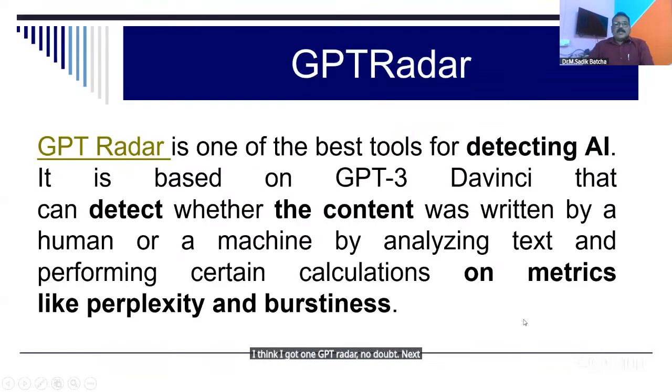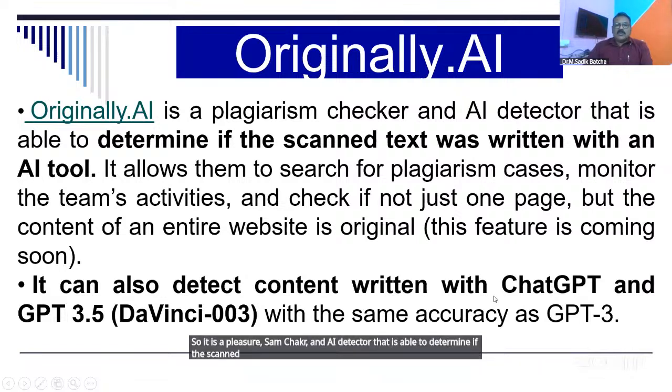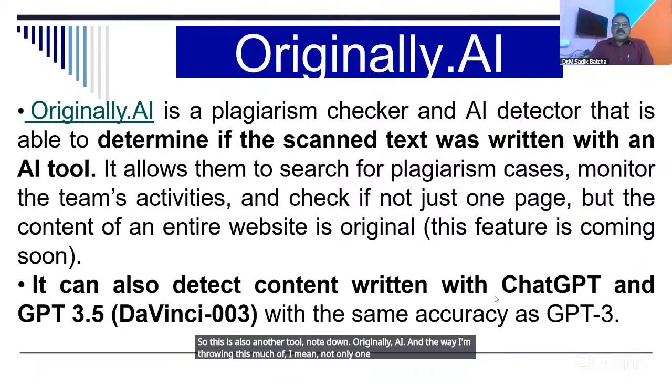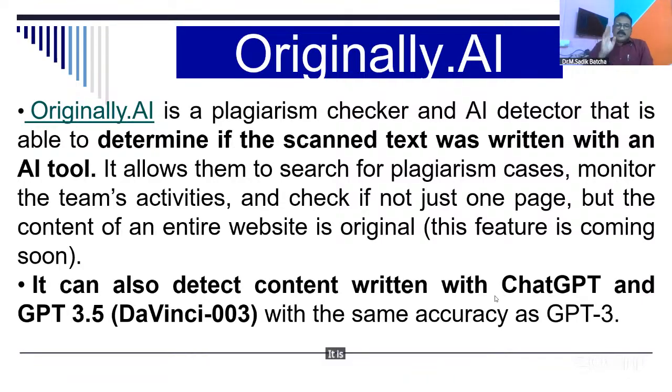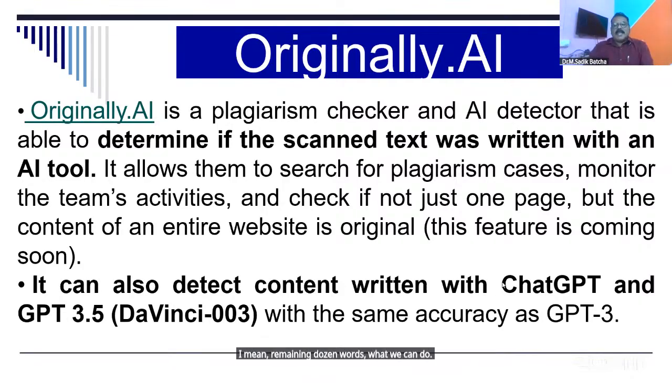Next one is Originality.AI. It is a plagiarism checker and AI detector that is able to determine if the scanned text was written with an AI tool. It is based on GPT-3 Da Vinci 003 actually. So this is also another tool, note down, Originality.AI. And why I'm showing more than one is because it is not free. It is subscription based. It will accept only 1,000 words, and for the remaining words we can use some other AI also, right?